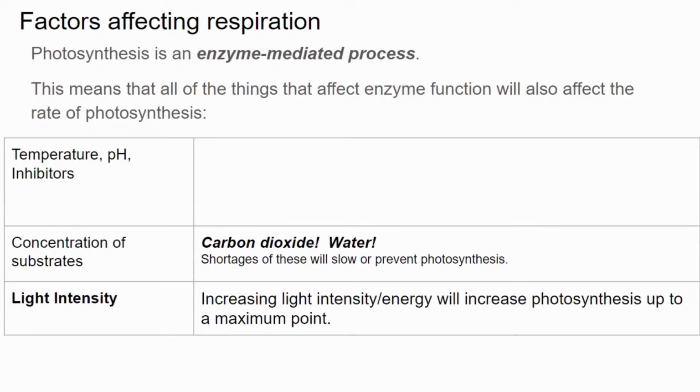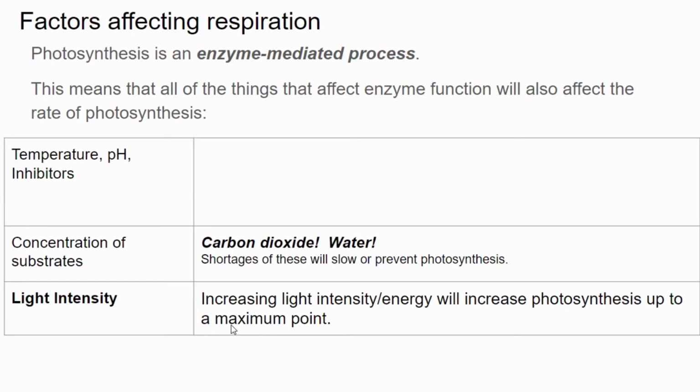Okay, this means that all of the things that affect enzyme functions will also affect photosynthesis. And we've talked about temperature, we've talked about pH, and we've talked about inhibitors. So all of those things will affect the rate of photosynthesis. So if the temperature is too cold, the rate of photosynthesis will be slow. If the temperature is so hot that it is denaturing the enzymes involved, then photosynthesis will stop.